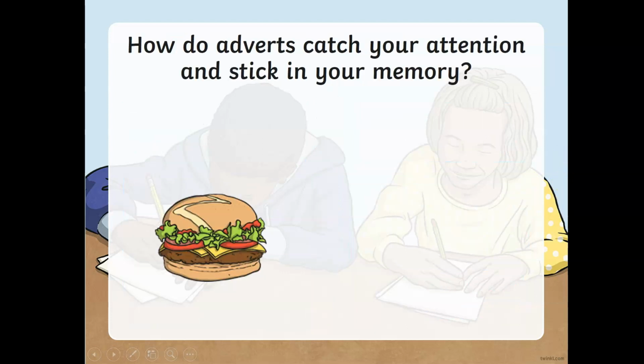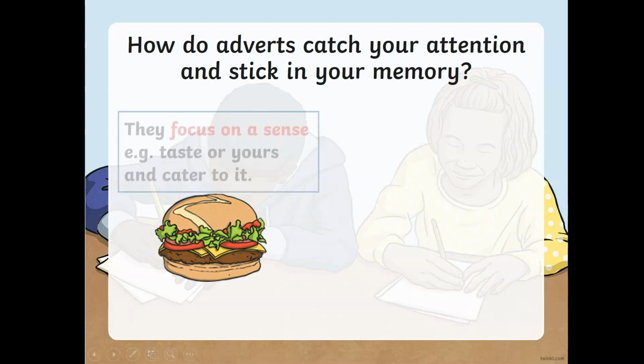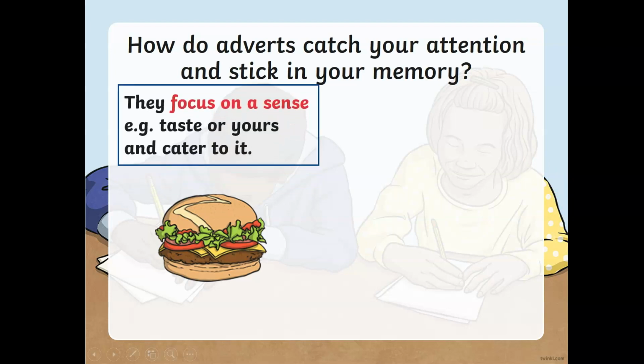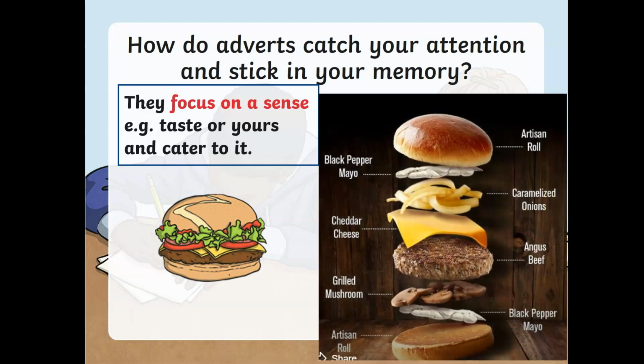How do adverts catch your attention and stick in your memory? Now this is a very important role. This plays a pivotal role in our life. How do they catch our attention? They focus on a sense, for example taste, and then they cater to it. For example, if you see this burger, they will always ask your preference. What do you go for?